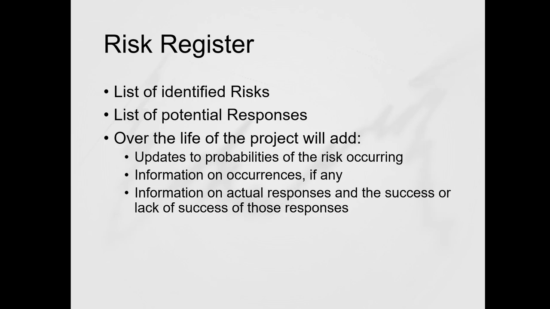So risk register, this is a document that's created during the planning phase, and it contains the list of identified risks, list of potential responses. Over the life of the project, it will add updates to probabilities of the risk occurring, information on occurrences, if any, information on actual responses, and the success or lack of success of those responses. So again, the risk register happens during that planning phase.